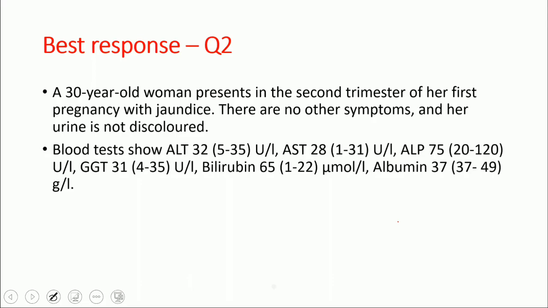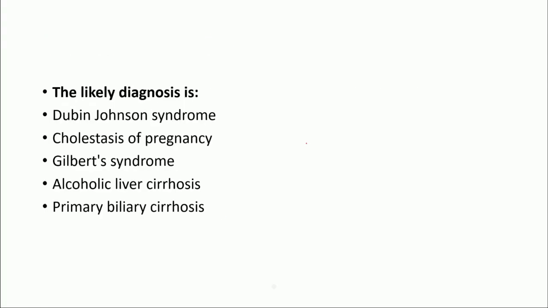Right. This again is on jaundice. So there is a female presenting in the second trimester of pregnancy with jaundice. Now, what is unusual to note here is that the AST is normal, ALT is normal, ALP is normal, gamma GT is normal. It's just the bilirubin that is high. So please make a note of that. And there are no other symptoms. So what is the most likely thing here?